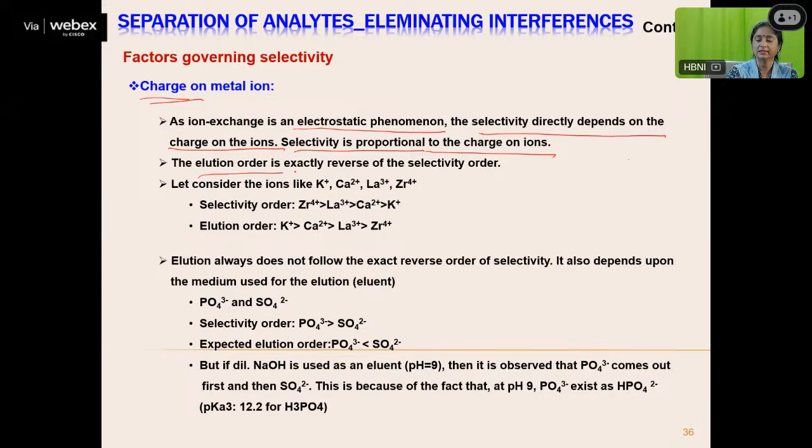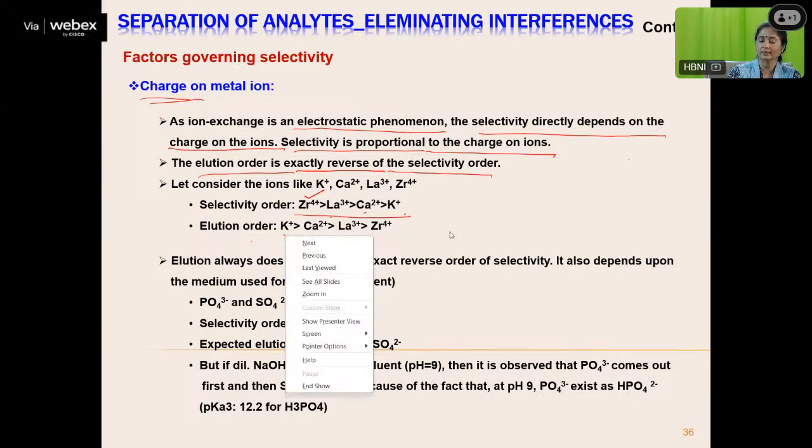The elution order is exactly the reverse of the selectivity order. Selectivity order means the ions going and sitting on the ion exchanger, and elution is when you want to remove those ions from the resin for analytical use. So the order of selectivity and elution is just reverse. If an ion is highly charged, zirconium 4 plus will be strongly bound, then lanthanum, then calcium, then potassium. So in elution, first potassium will come out, then calcium, then lanthanum, and then zirconium.